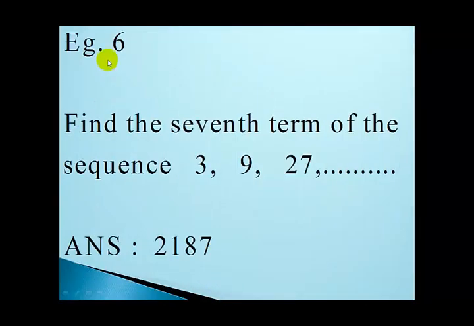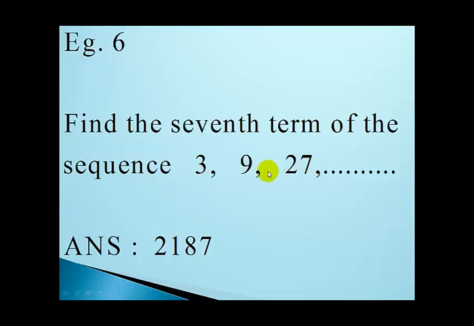Now, example. Find the seventh term of the sequence 3, 9, 27. We can see that this is an exponential sequence because it has the same common ratio. How do we find the common ratio? The second term divided by the first term: when we divide 9 by 3, the answer is 3. Or the third term divided by the second term: when we divide 27 by 9, the answer is also 3. So it has the same common ratio, which means this sequence is an exponential sequence.